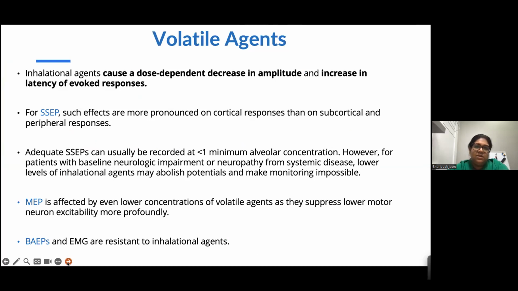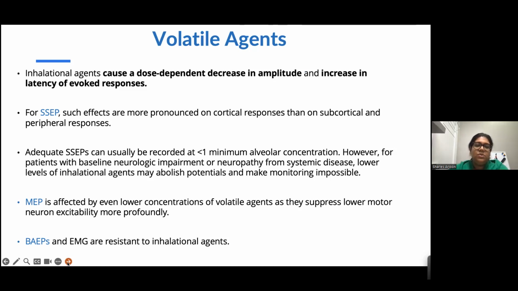Going in specifically to the volatile agents, inhalational agents cause a dose-dependent decrease in amplitude and increase in latency of evoked potential responses. For SSEPs, such effects are more pronounced on cortical responses than on subcortical or peripheral responses. Adequate SSEPs can usually be recorded at a MAC, or minimum alveolar concentration, less than 1. However, for patients with baseline neurological impairments or neuropathy from systemic disease, lower levels of inhalational agents may abolish potentials and make monitoring impossible.